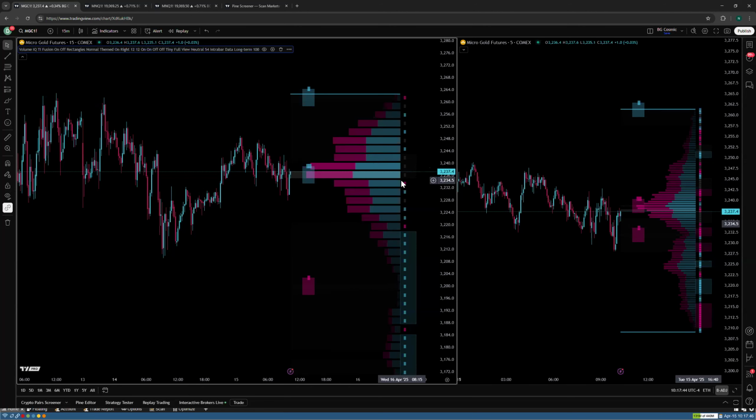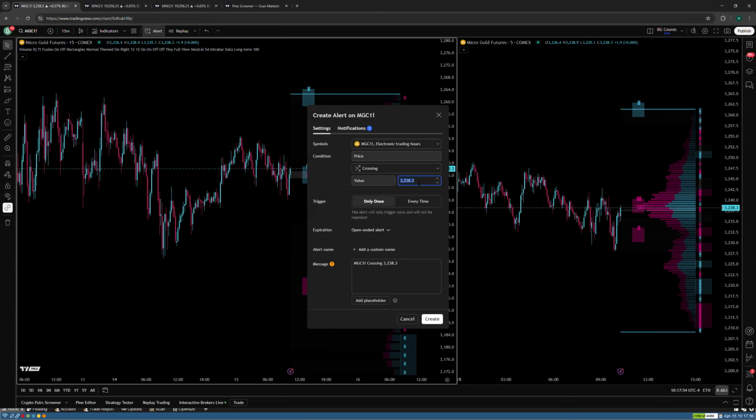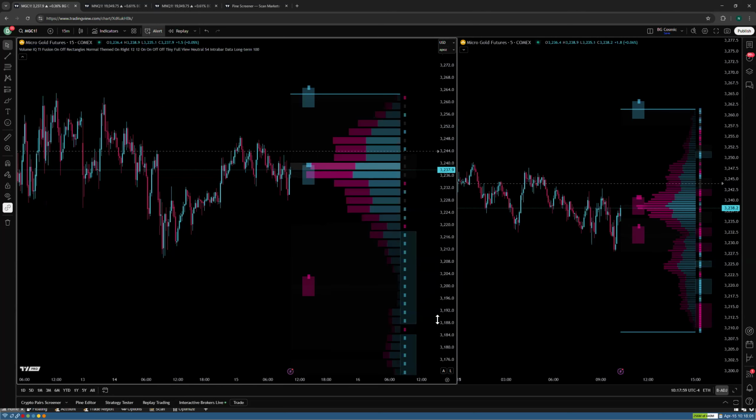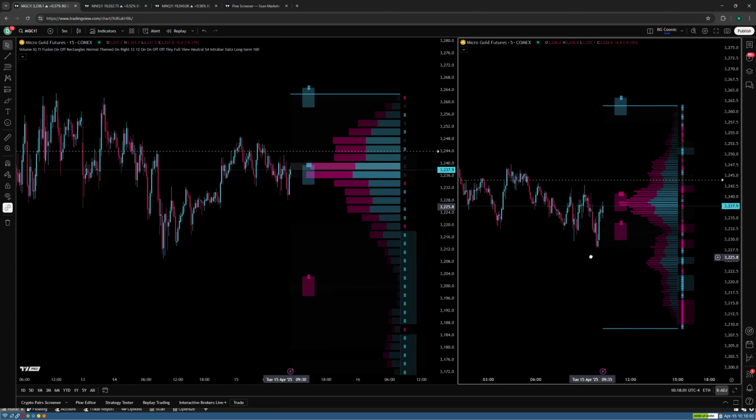Because if we come back down to here, well, this is a level where some sellers start to step in and we've lost the contested zone. So I think let's put an alert right here, see if we get to 3,244, because I want to go over to the 5-minute chart to show another hypothesis we could have had.